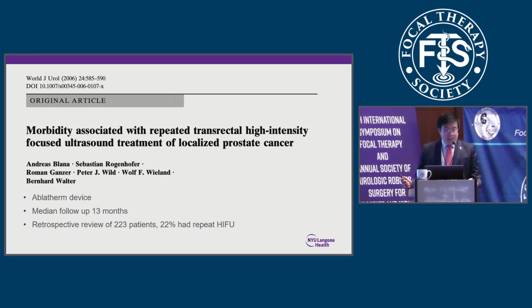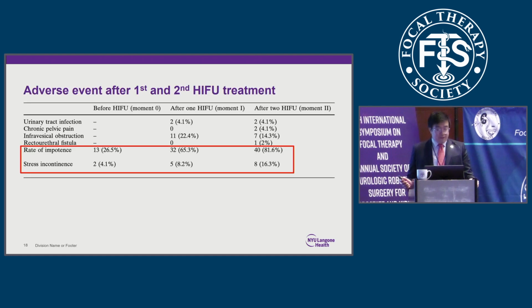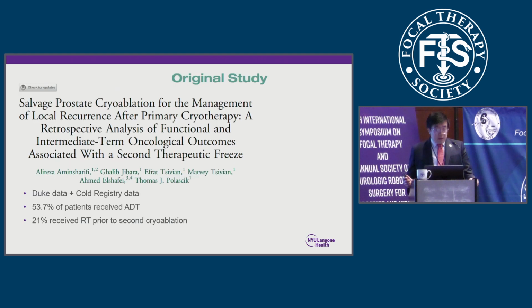When we look at this, this is Ablatherm data. Ablatherm is the device that came before the focal one by EDAP, with 13 months follow-up. Essentially looking at this retrospective review, 22% of patients had a repeat HIFU. You can see that the rate of impotence goes up using Ablatherm. People using Ablatherm usually treat more and it typically ends up being somewhat like a Hemi, so certainly more than the initial Sonoblade data, which was mainly focal. Stress incontinence also went up with the Ablatherm data.